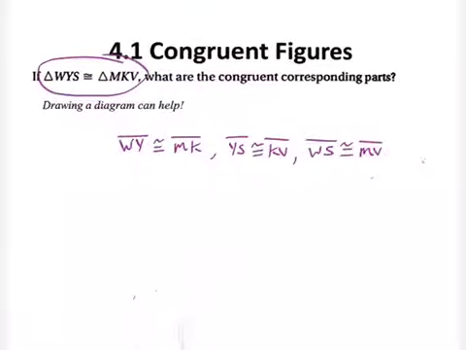And in terms of the angles, well, we've got angle W is congruent to angle M. We know that angle Y is congruent to angle K, and we know that angle S is congruent to angle V.